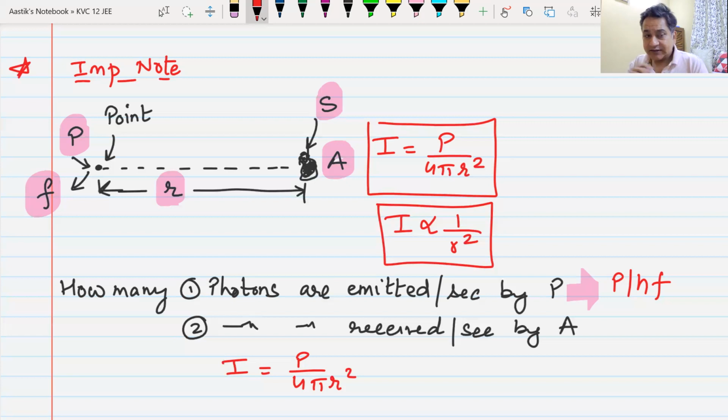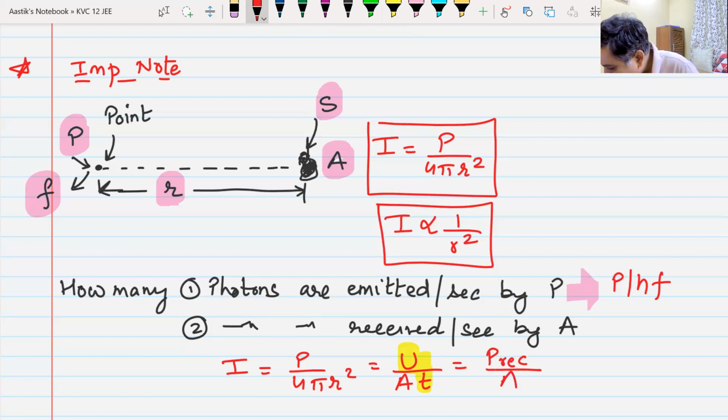Yes, sir. This is the energy per unit area per unit time received by it. This, yes or no? Now, if I find out this energy per unit time, this is the power received per unit area. So I can write it as power received per unit area.